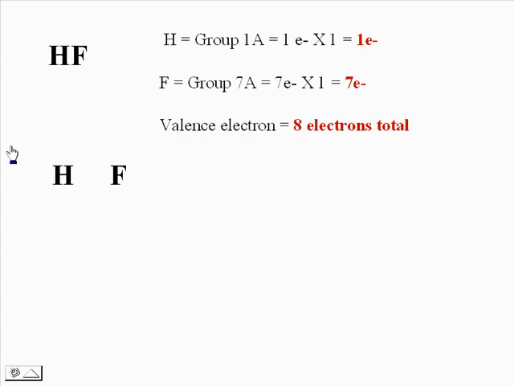The next thing you're going to do is bond these together. Again, I use the straight bond. And when I do that, remember that that bonding represents 2 electrons. Doing the bookkeeping, I realize I only have 6 remaining electrons out of the 8 valences total for this compound to give everybody 8 electrons.